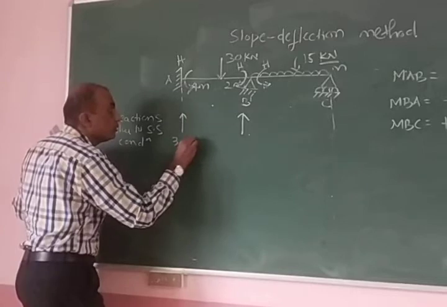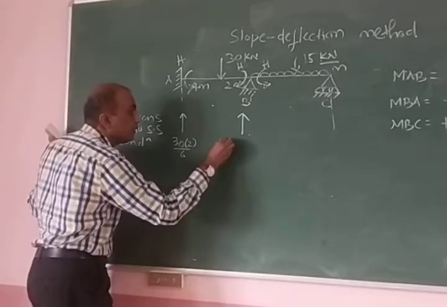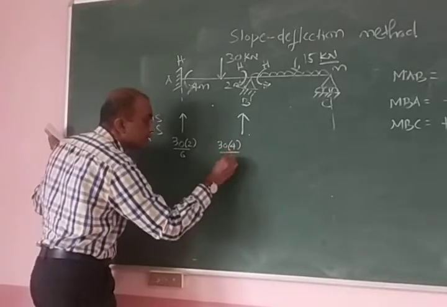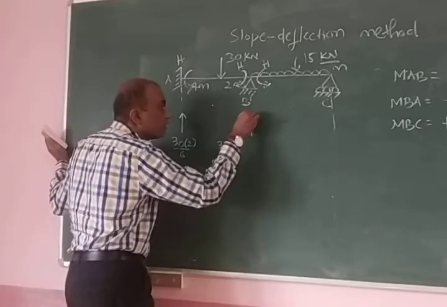B is 2 divided by 6. And this is WA upon L. 30 into 4 divided by 6. These are free reactions.